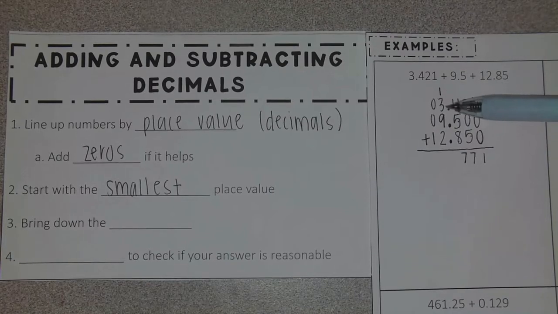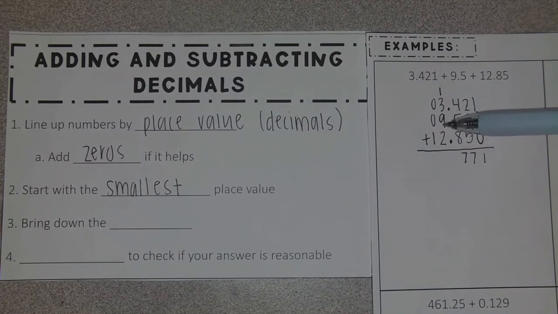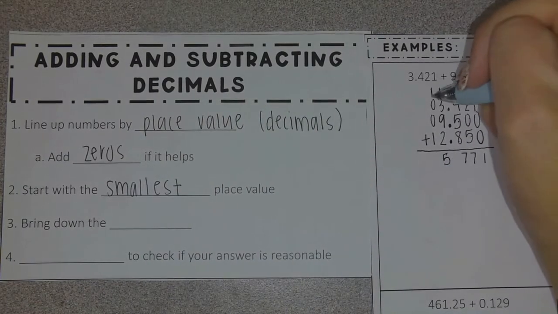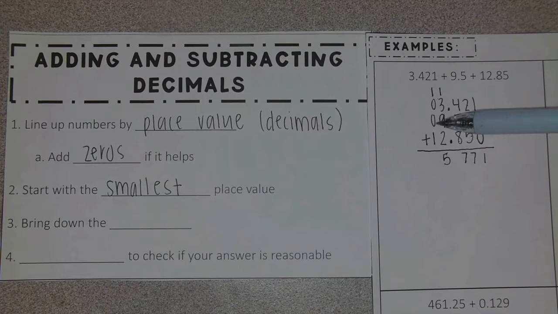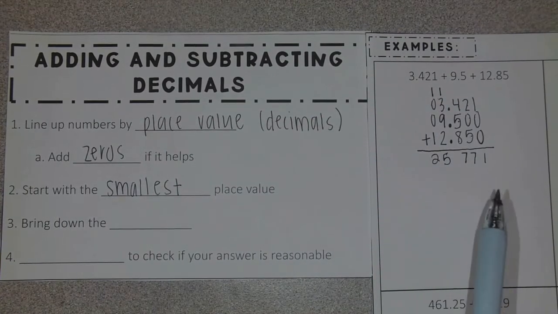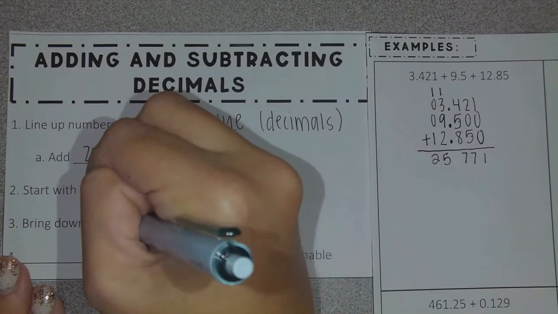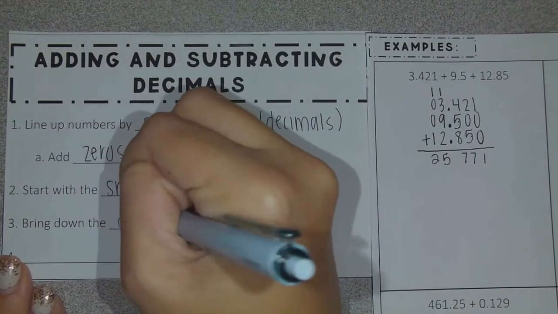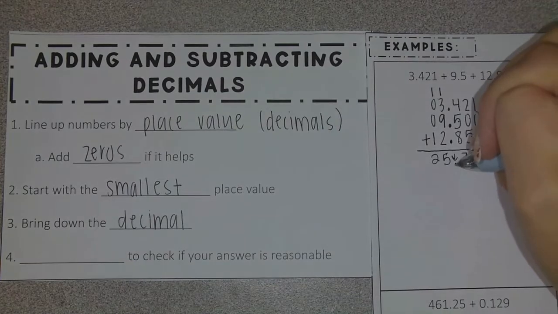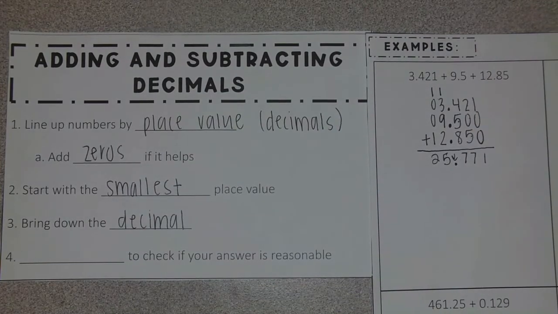Then I have 1 plus 3, which gives me 4. 4 plus 9, which gives me 13. 13 plus 2, which gives me 15. So I'm going to write the 5, carry the 1. And then 1 plus 0 plus 0 plus 1 would give me 2. So now that I've added all of those numbers together, now I need to bring down the decimal. So all I do is I drop that decimal straight down. So right now I get an exact final answer of 25 and 771 thousandths.